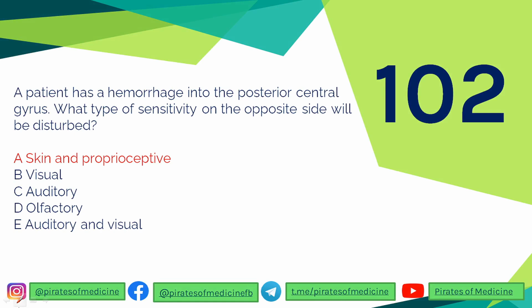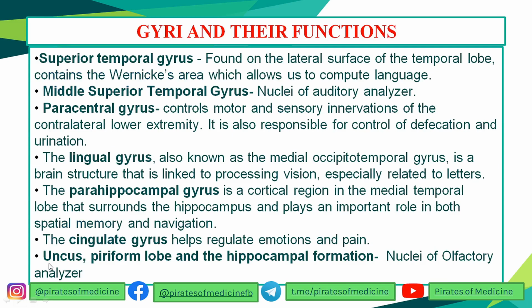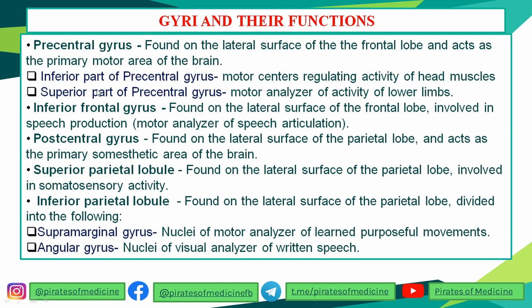102 is that examination of a patient has a hemorrhage into the posterior central gyrus. What type of sensitivity on the opposite side will disturb? So posterior central gyrus is responsible for... It is a primary somatosensory area, if you remember it. Yes, I have all these gyri written. You can note it down, all the functions.